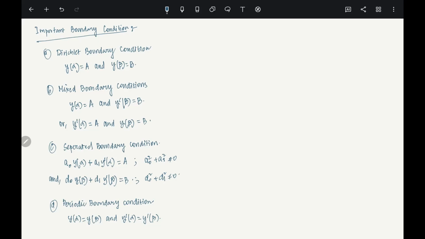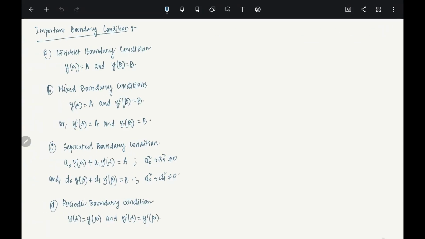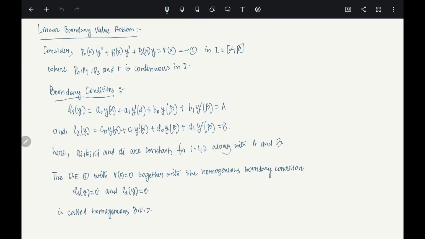So now we come to a very definition, which we are going to call definition. We say that the problem 1, what is our 1? This problem, p naught y double prime plus p1 y prime plus p2 y equals r. Let me put it this way, that this is 2.